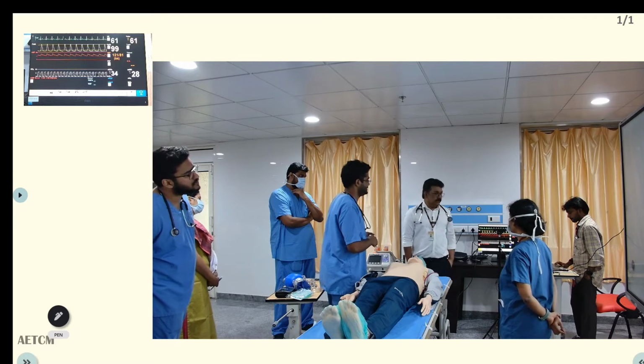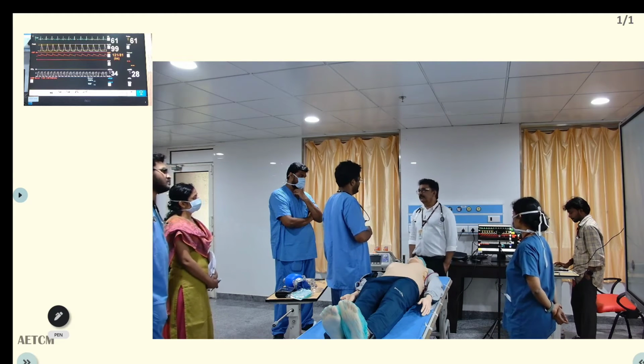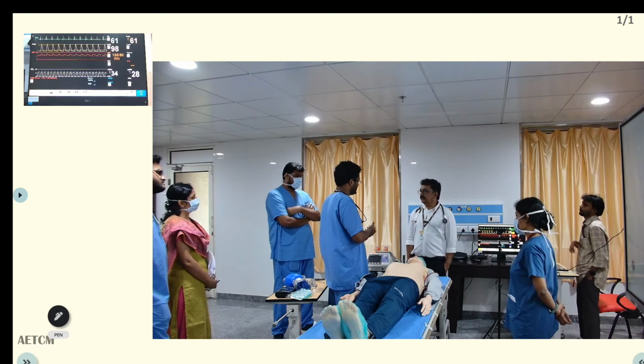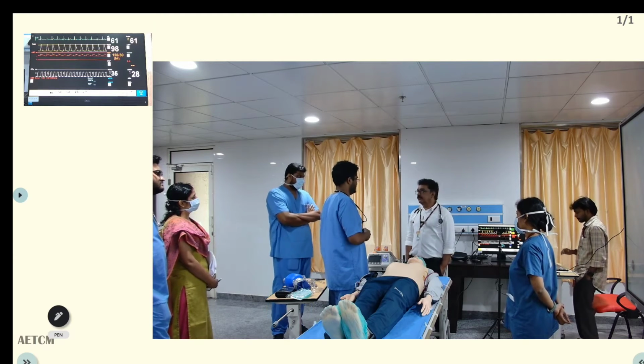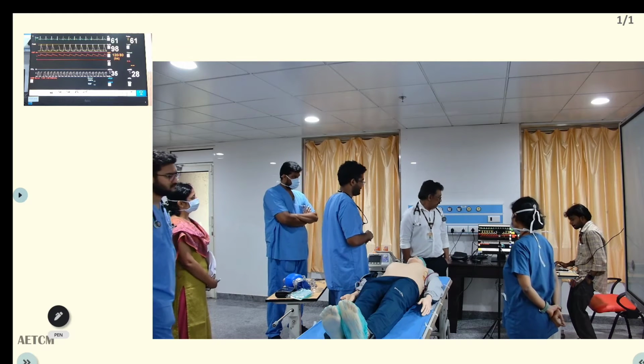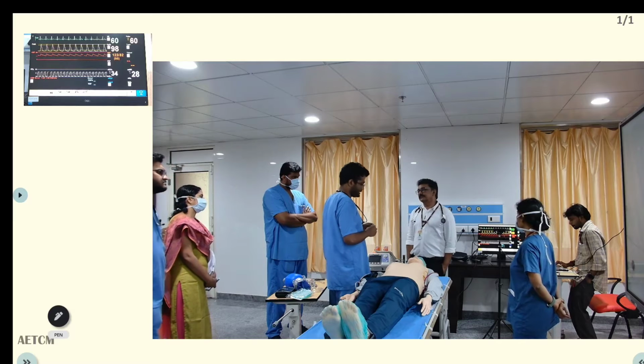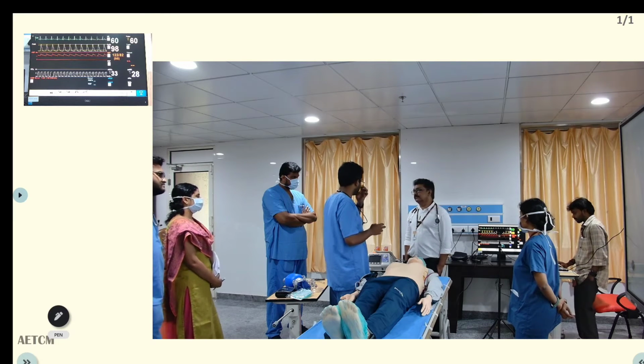Okay. So beta blockers, what beta blocker would you give? We can try metoprolol. Diltiazem and verapamil are also calcium channel blockers. Okay. So what is the action of beta blocker in the heart? We are actually reducing the heart rate.